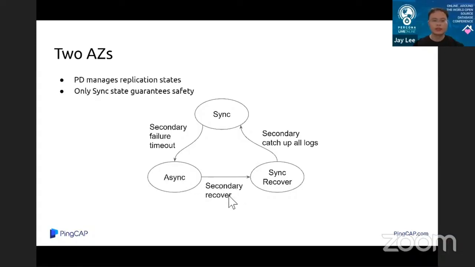After some time, the secondary AC is recovered, and PD will ask all regions to enable group commit again. PD can set the state back to sync immediately because we guarantee data safety in sync state, but secondary may not have enough data yet. So the cluster state is in sync recover. When all the regions have replicated the latest data to the secondary, PD transits the state back to sync again.